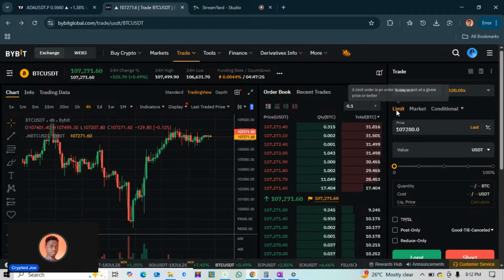Now for the limit and the market type of entry trade.